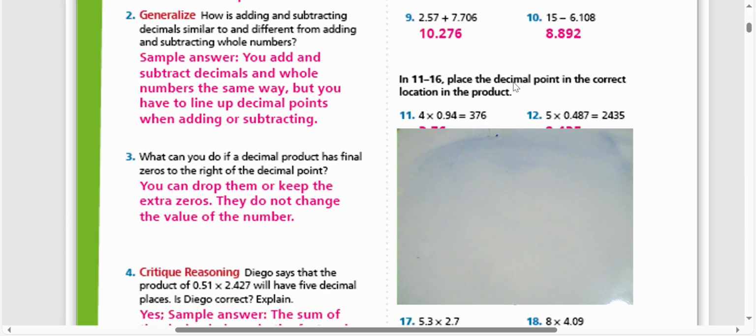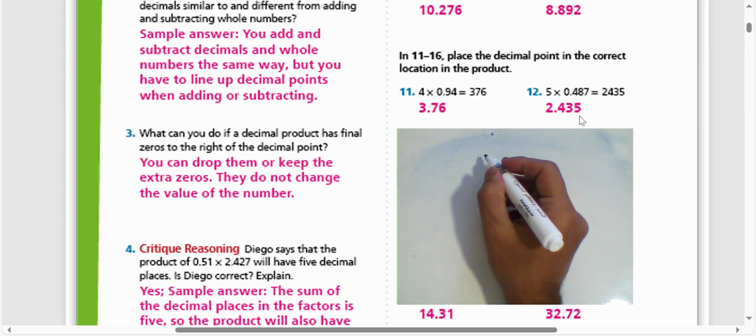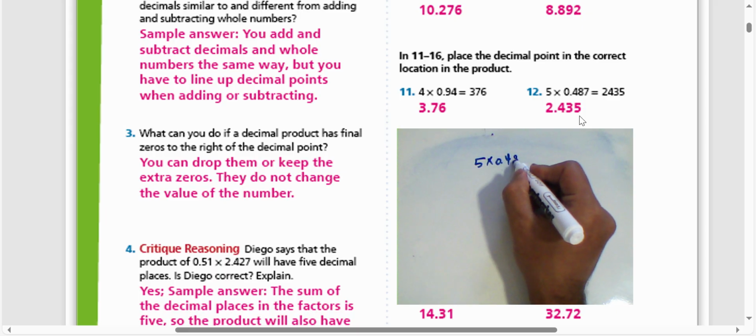Next question. What is this number here? The point must be after two places. 4 times 0.94 equals, we can write 376 and the point after two places. And question number 12, 5 times 0.487.